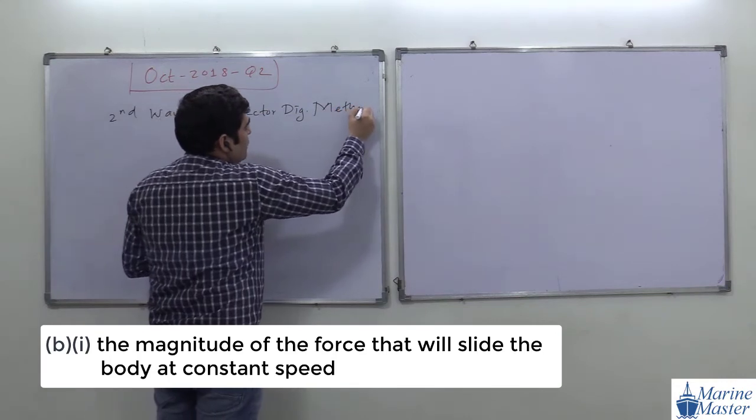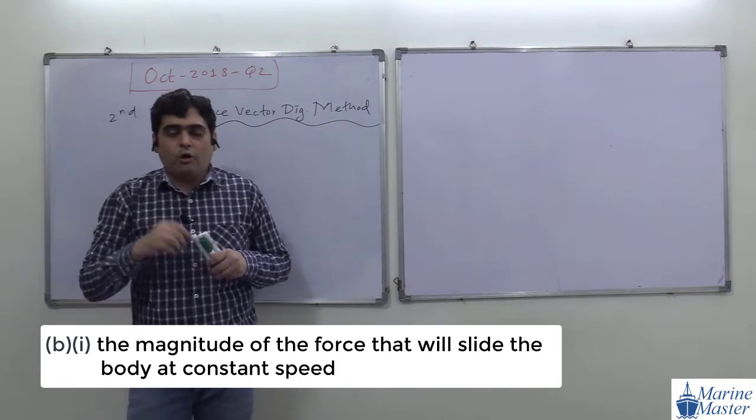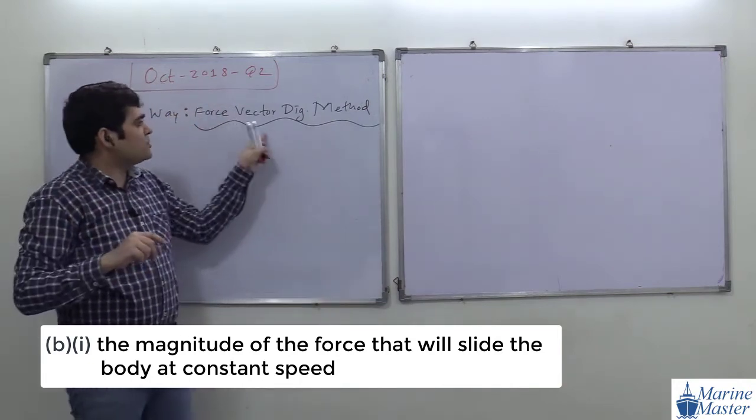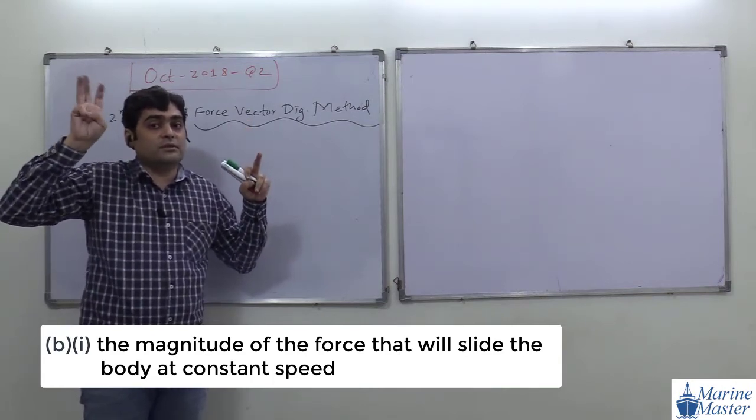Now, when to use the force vector diagram method? At the end, how many forces should be with us? 3 forces. Then and only then can we apply the force vector diagram method. 3 forces should be with us.